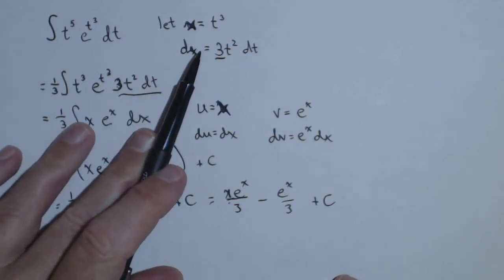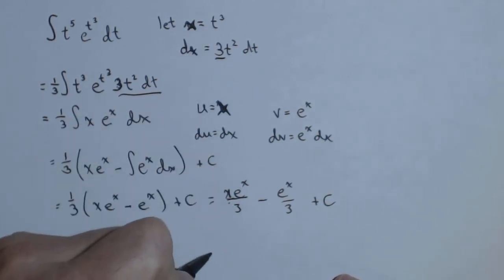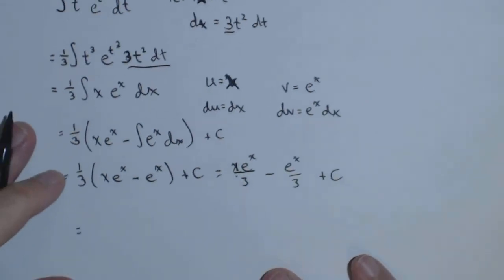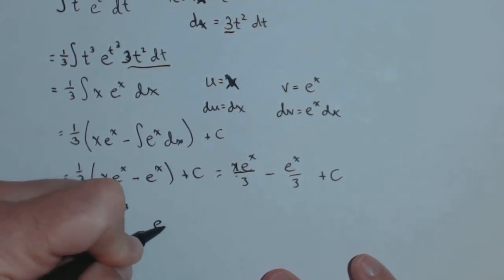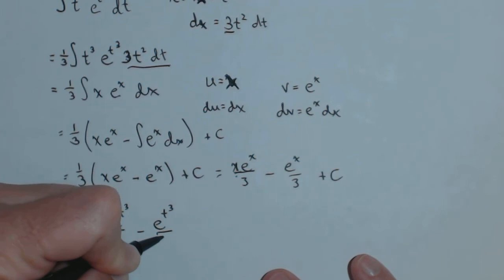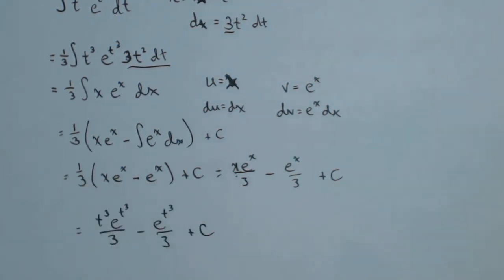This integral started in terms of t. It needs to end in terms of t. Specifically, we know that x equals t cubed. So making that substitution in for our x's, we get t cubed e to the t cubed over 3 minus e to the t cubed over 3 plus c, and there is our antiderivative.